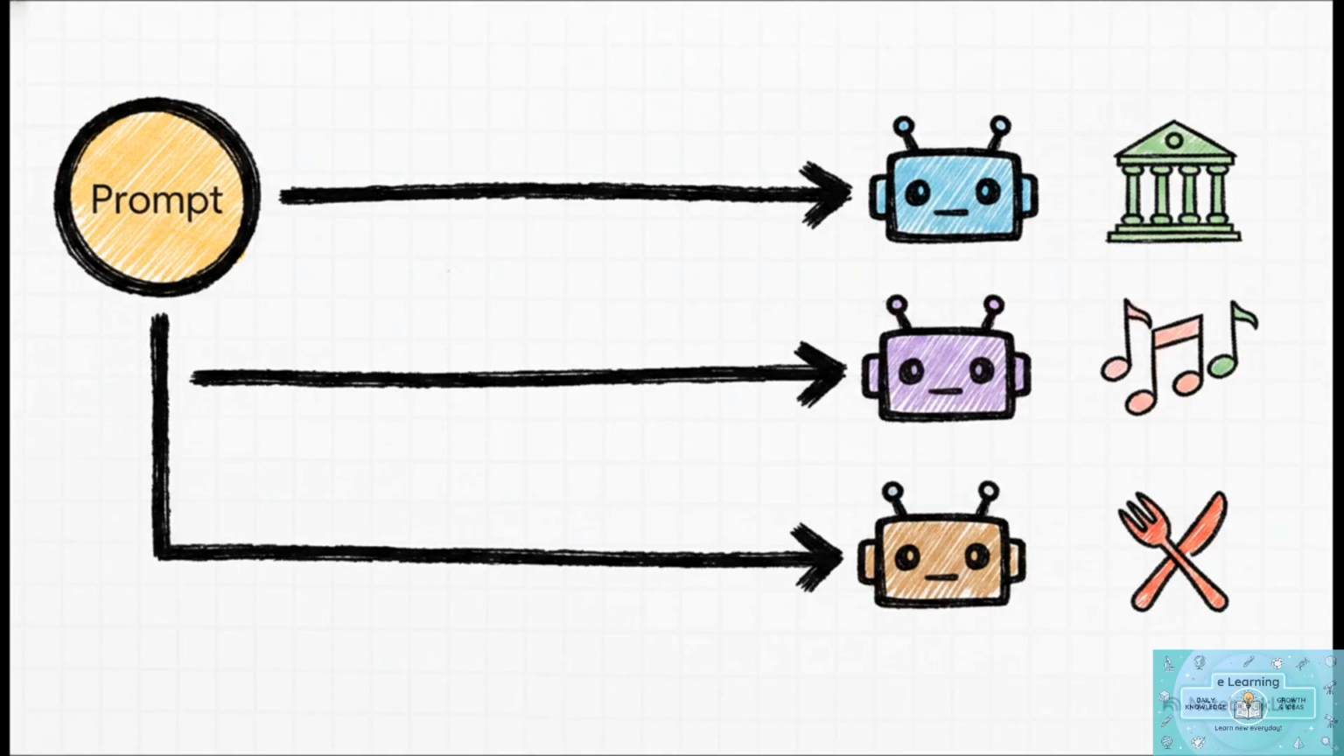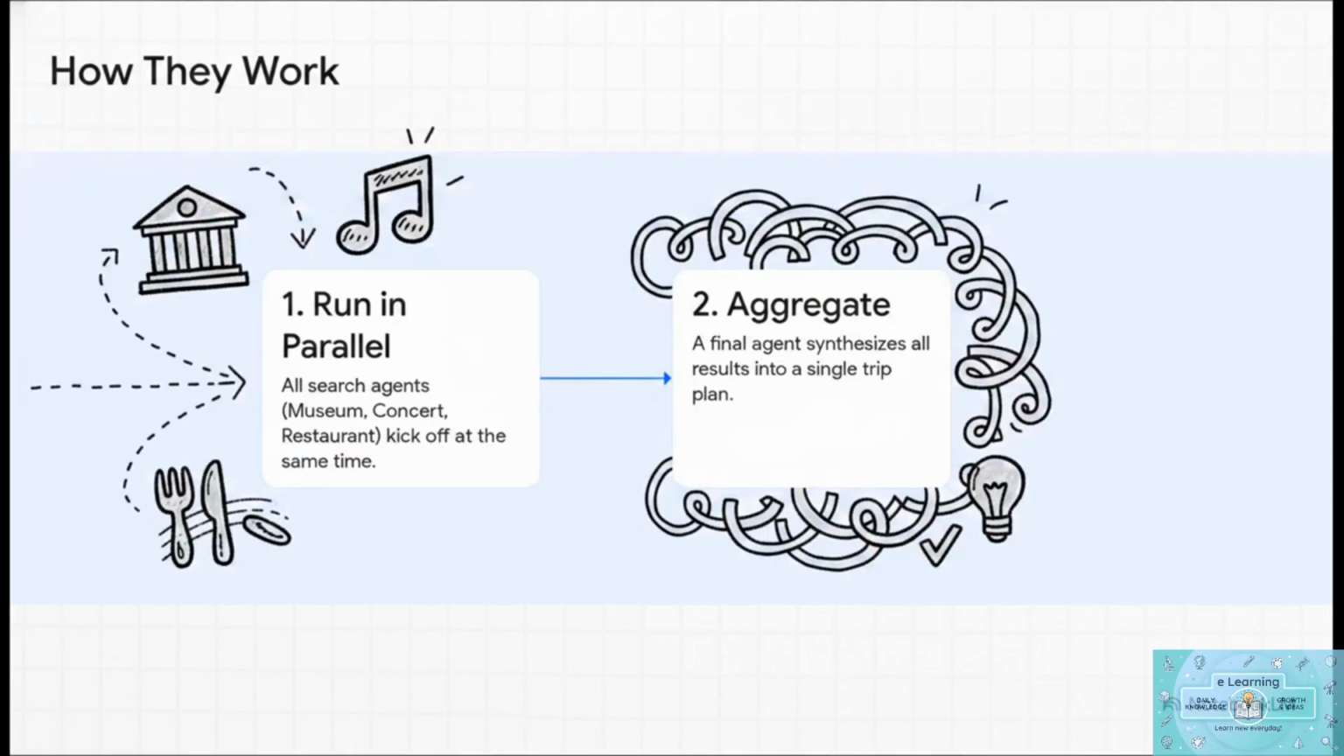Think about planning a full day out in the city, finding a cool museum, checking for concerts, and looking up top-rated restaurants. None of those tasks depend on each other, right? So why would you do them one by one? With a parallel system, you'd have a museum finder, a concert finder, and a restaurant finder all running at the same time. So this pattern is really like a two-step dance.